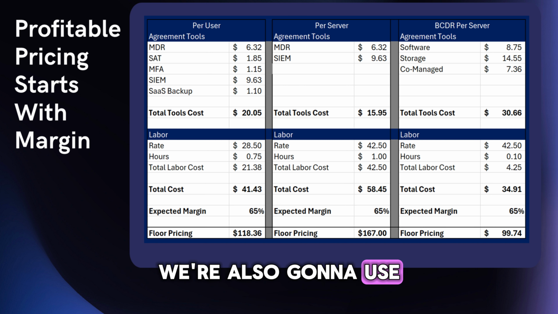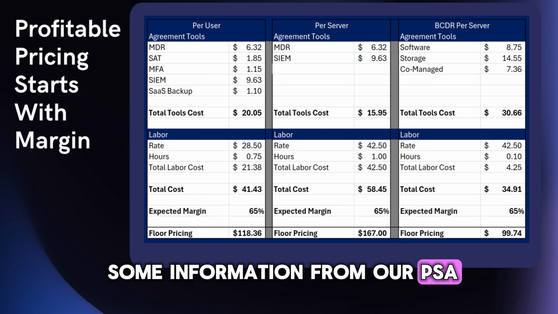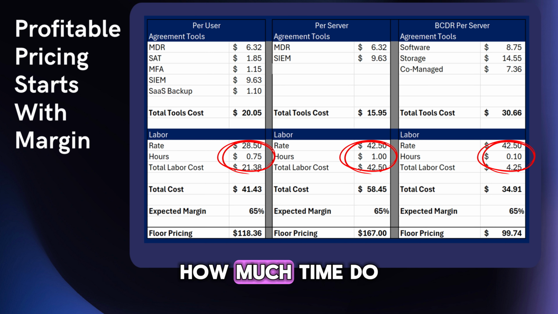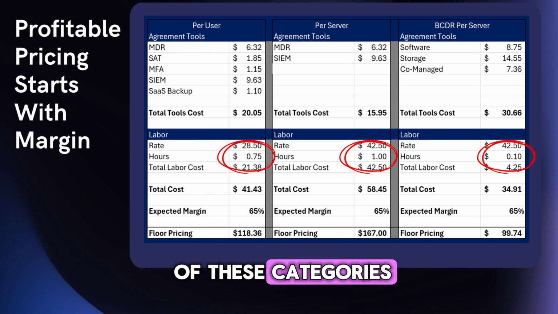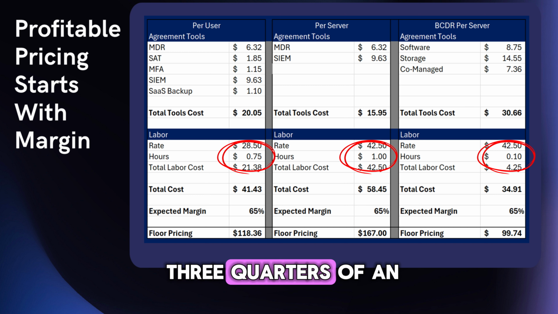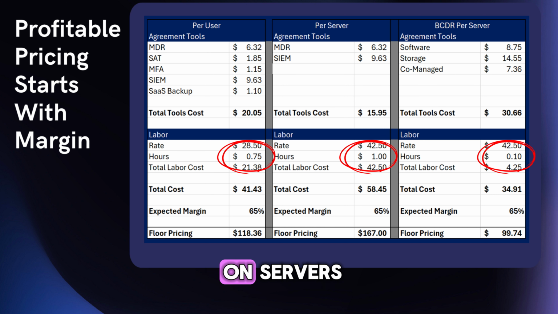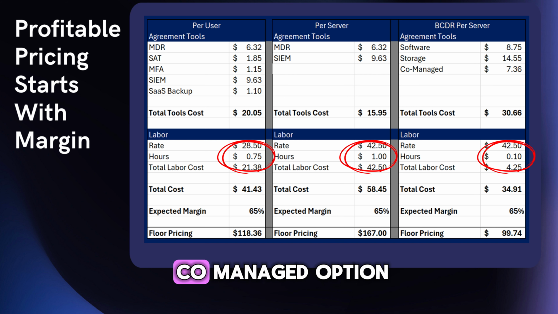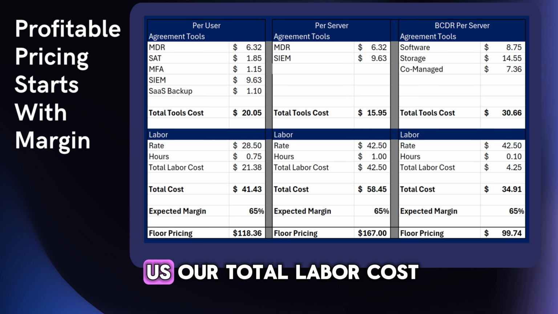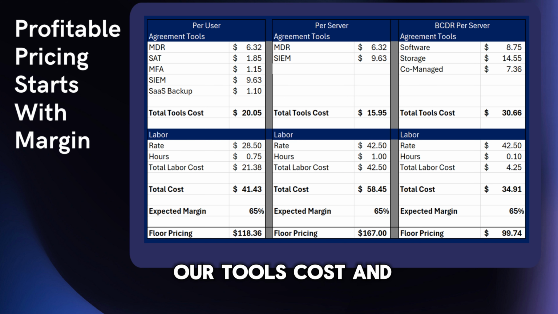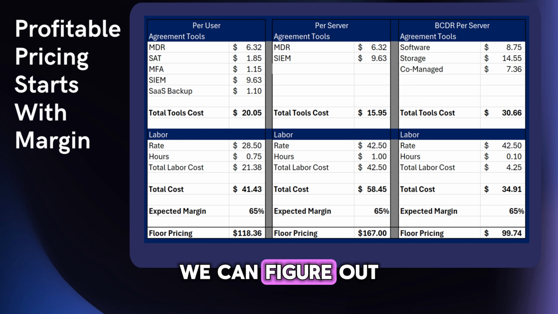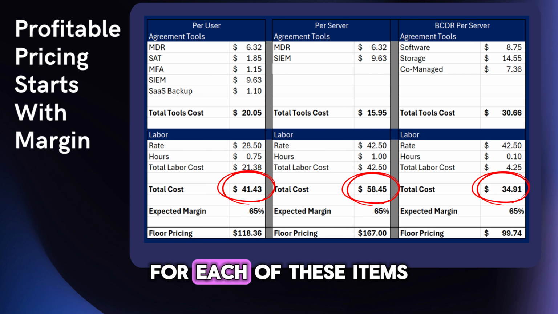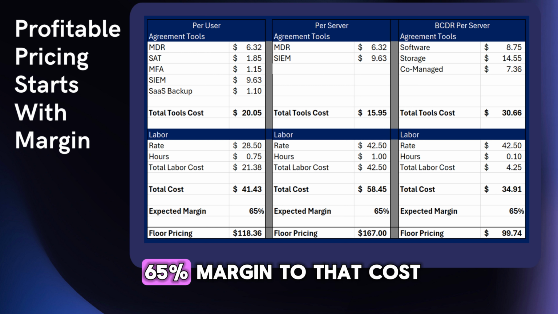We're also going to use some information from our PSA to understand on average how much time we spend in each of these categories per month. So in this example, on average, we spend 3/4 of an hour on users, we spend an hour on servers, and then a really small period of time on BCDR because we have that co-managed option. And that's going to give us our total labor cost. Now, once we know our tools cost and our labor cost, we can figure out the total cost for each of these items. We can apply our 65% margin to that cost to get our floor pricing.